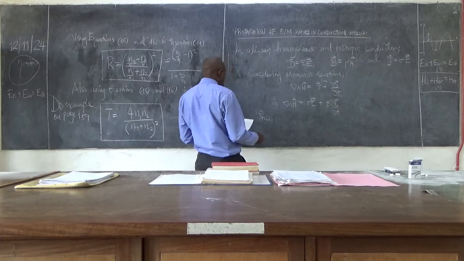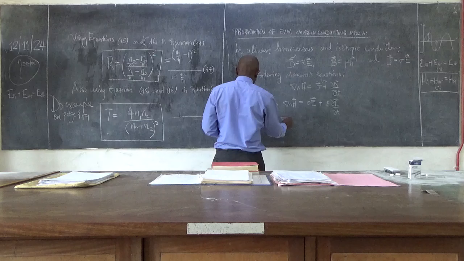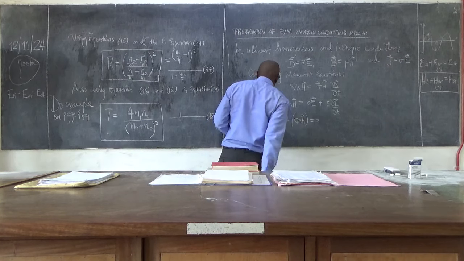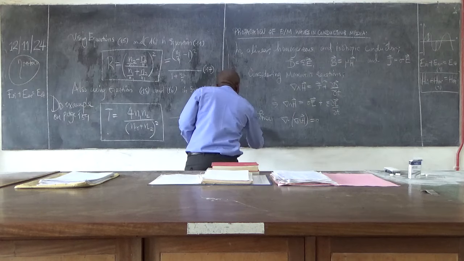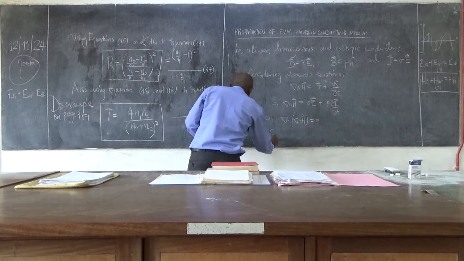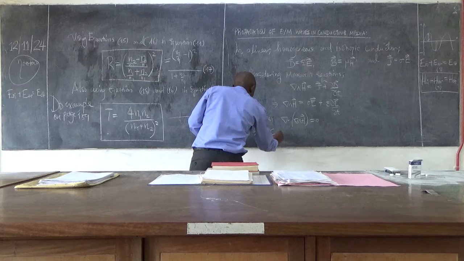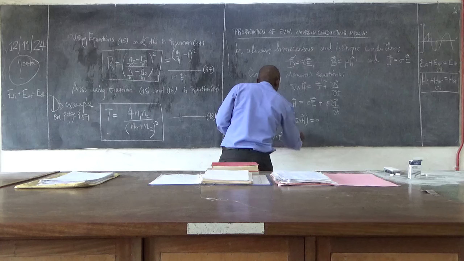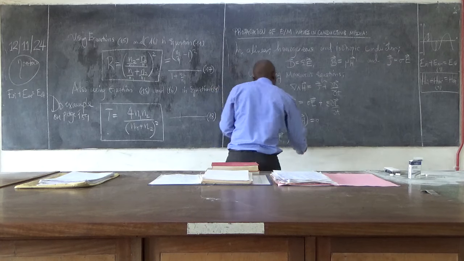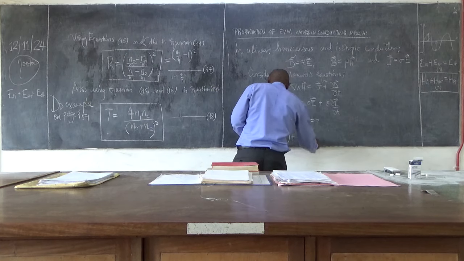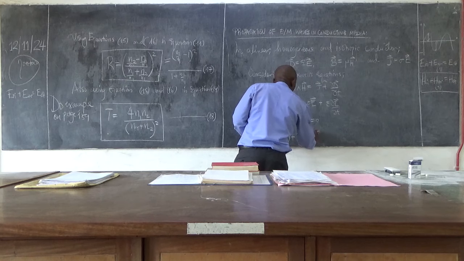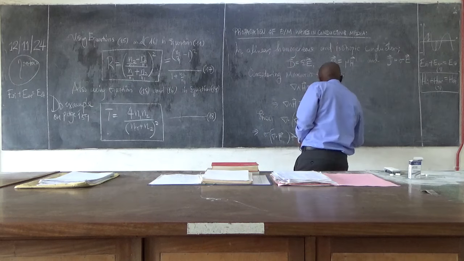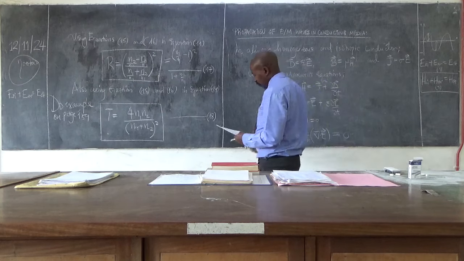Since the divergence of the curl of H is equal to 0, this would imply that sigma times the divergence of E plus epsilon times ∂/∂t of the divergence of E would also equal 0.